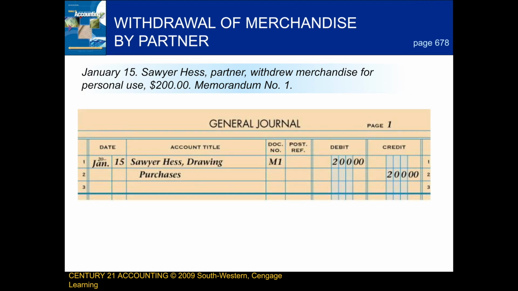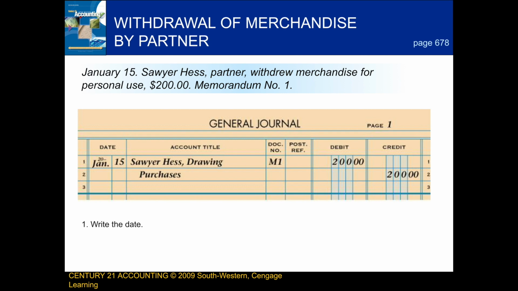All right, the last thing that we're going to be talking about in this lesson is journalizing the withdrawal of merchandise by a partner. This last transaction reads, on January 15th, Sawyer Hess, partner, withdrew merchandise for personal use, $200, memorandum number 1. When we journalize the withdrawal of merchandise by a partner, there are multiple steps that we have to follow in order to complete this process.